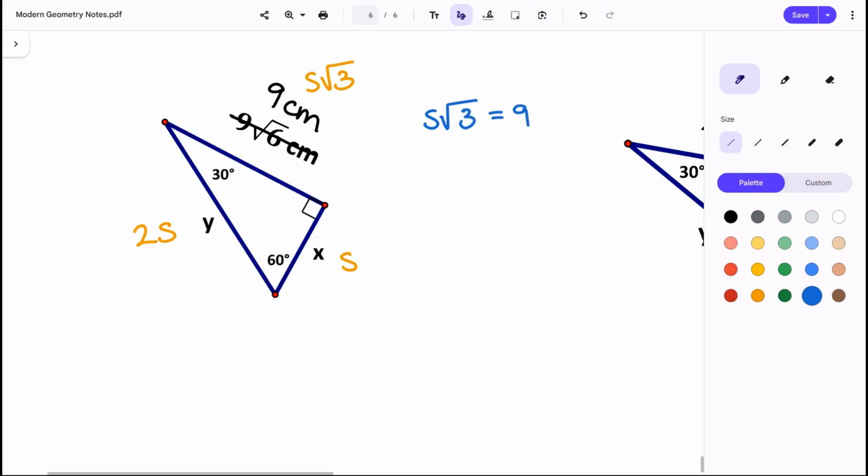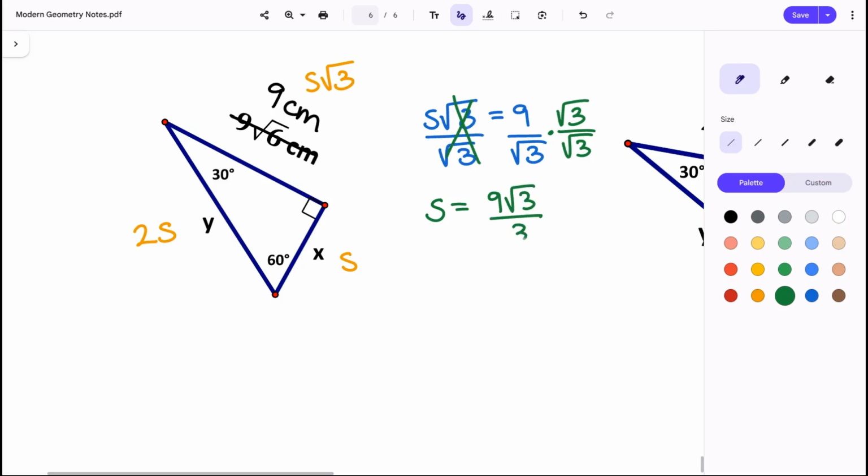How would you guys solve for s? Okay, so then these are gone. Can I leave that radical 3 in the denominator? No. What did we have to do when we saw that? Good, you have to multiply. So it becomes 9 square root of 3 over 3. What can you reduce? Good. So my s side is 3 square root of 3.